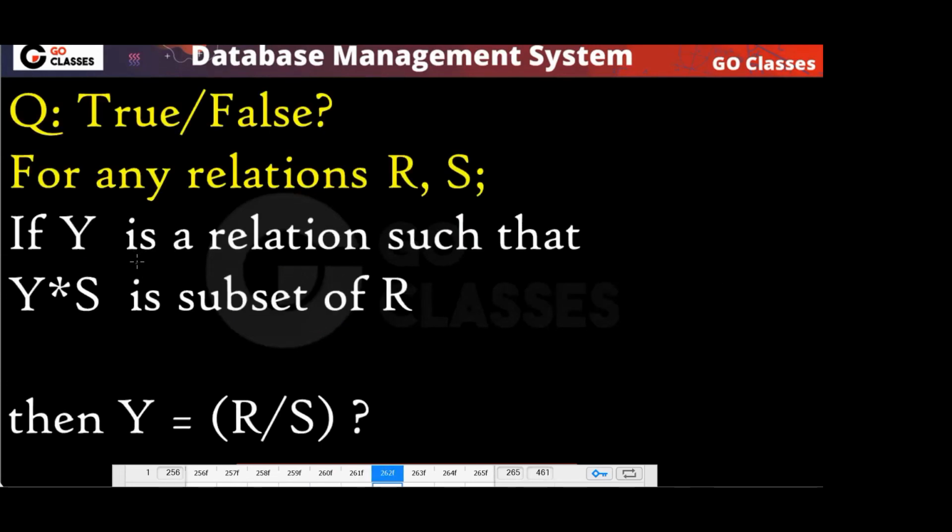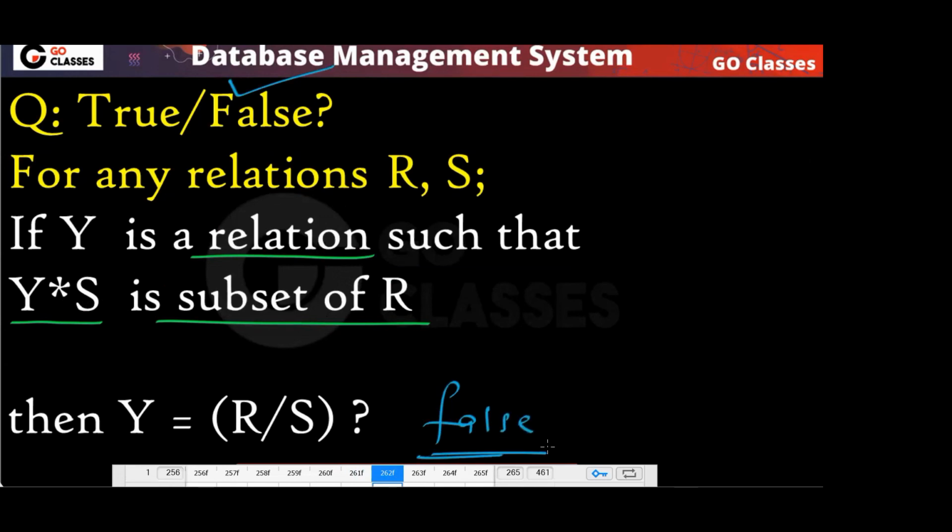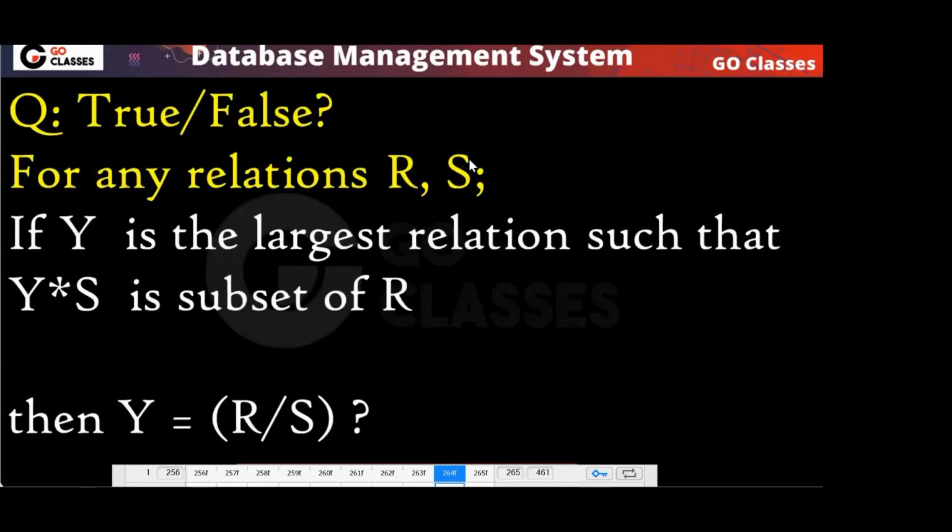What is the answer for this question? For any relation, if Y is a relation such that Y cross S is a subset of R, then can I say this? This statement is false, because this should be the largest. Now this is the next question: this is the largest relation such that this will happen. Then this will happen. True.